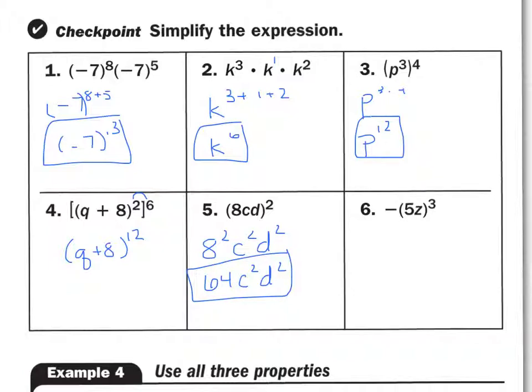And then on 6, I have that negative sign on the outside, but I'm going to cube the 5 and cube the z. 5 cubed is 125, so it's going to be negative 125 z cubed.